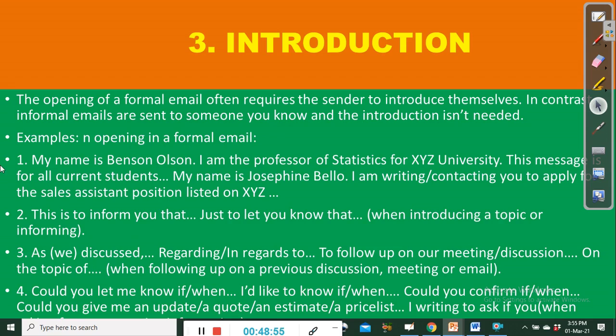Now, these are some examples. In a very formal email, you can use option 1, number 1, which is you can introduce yourself. My name is Benson Olsen, or my name is Williams Eze, for example. I am the professor of this. I am the director of works. I am the chief executive officer of this. I am the marketing manager of this and that.